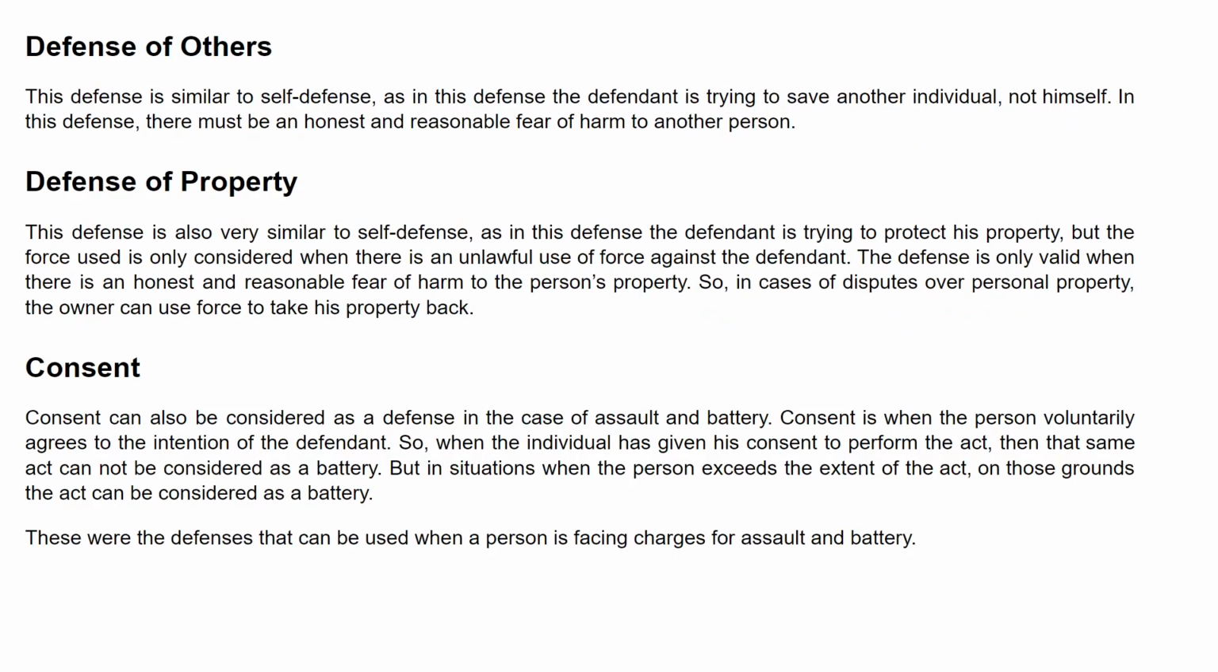Consent. Consent can also be considered as a defense in the case of assault and battery. Consent is when the person voluntarily agrees to the intention of the defendant. So, when the individual has given his consent to perform the act, then that same act cannot be considered as a battery. But in situations when the person exceeds the extent of the act, on those grounds the act can be considered as a battery. These were the defenses that can be used when a person is facing charges for assault and battery.